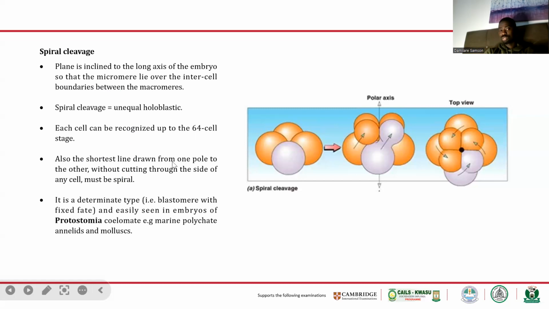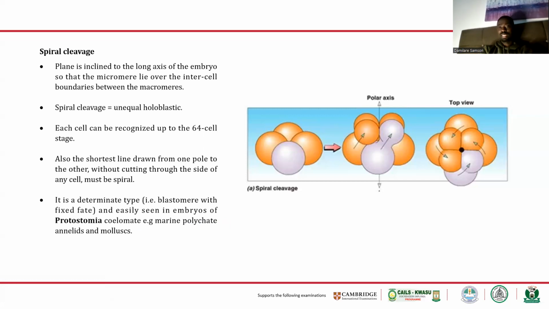Also, the shortest line drawn from one pole to the other without cutting through the side of any cell must be spiral. I think you understand this. So it is a determinate type blastomere with fixed fate and easily seen in embryos of protostome coelomates, e.g. in marine polychaetes, that's annelids, and mollusca.